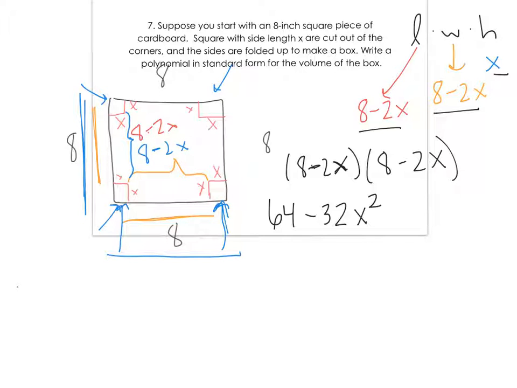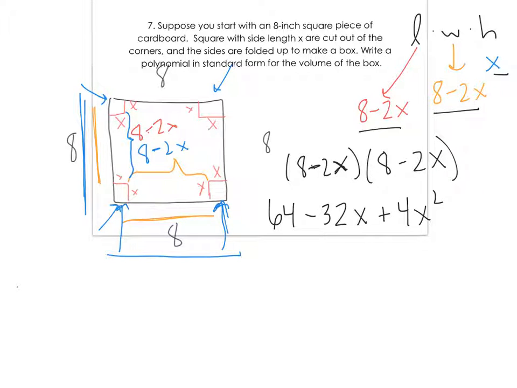Negative 32x, not x squared. So I need to erase that. Here we go. Not x squared. Okay. And then the last term, negative 2x squared, is 4x squared.